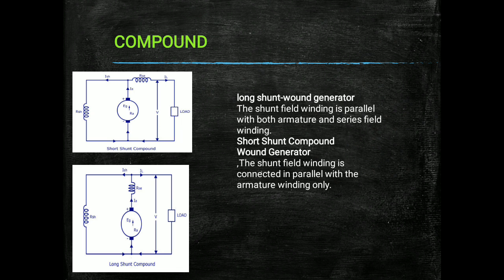In the long shunt, the field winding is parallel with both the armature and series field winding. In case of short shunt compound generator, the shunt field winding is connected in parallel with the armature winding only. So these are the self-excited DC generators: series, shunt and compound. Okay.